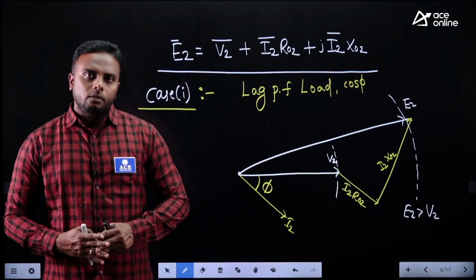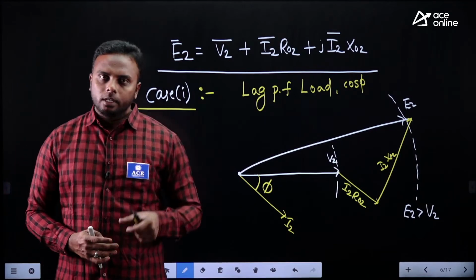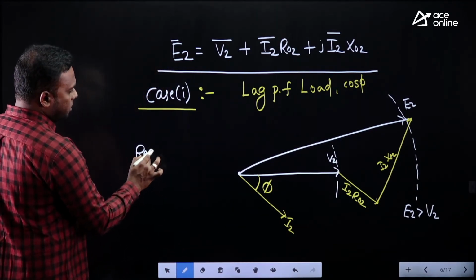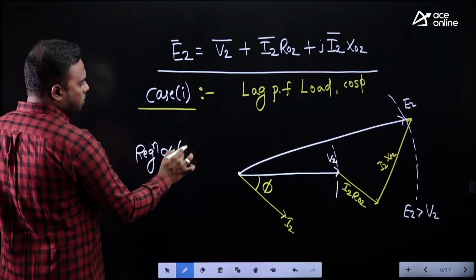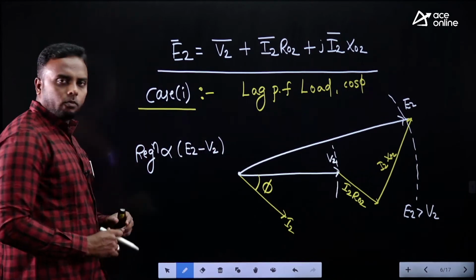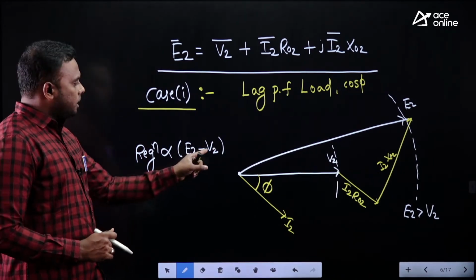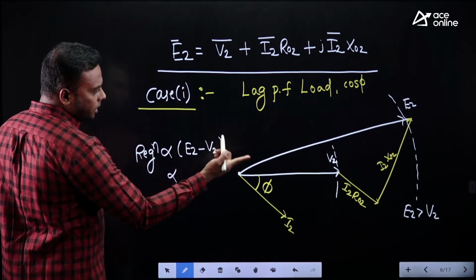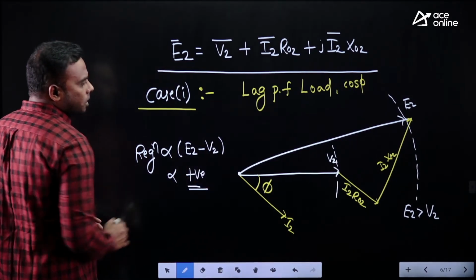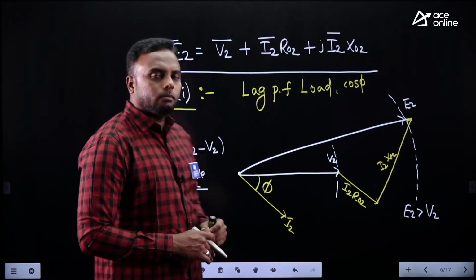So as E2 greater than V2, what is the difference we get? Positive value. Therefore, regulation is nothing but proportional to E2 minus V2 difference divided by E2, that is always positive value. But this difference we have to check. Which is greater here? E2 greater. So we get positive regulation it is. So here we got positive regulation.